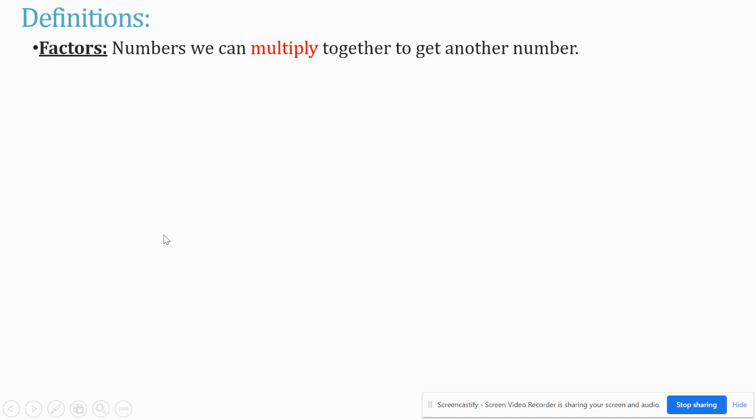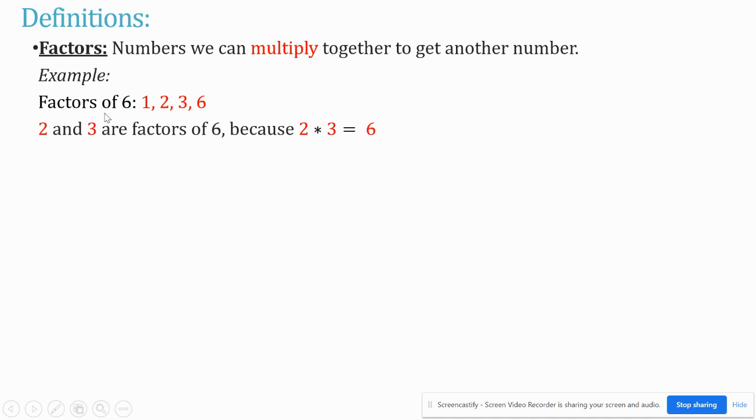First one should be familiar: factors, numbers that we can multiply together to get another number. So for example, the factors of 6 are 1, 2, 3, and 6. 2 and 3 are factors of 6 because 2 times 3 equals 6. So you might have remembered in elementary school, like you can make that rainbow. So 1 times 6 gives you 6, 2 times 3 gives you 6. And this is not the same thing as a multiple. A multiple, you'd be multiplying like 6, 12, 18, 24. But these are the numbers that can go into 6 that when we multiply them together, they give us 6.